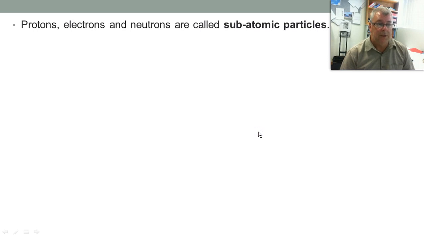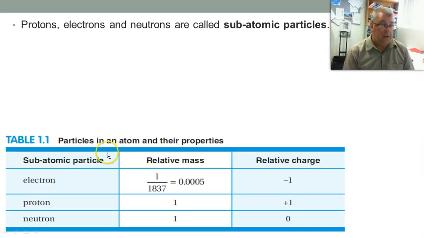Now, these protons, electrons, and neutrons are called subatomic particles because they're smaller than the atom. And we know some things about them. For example, we know their relative mass. So we don't have a unit for relative mass. It's relative to each other. It's just what they are.